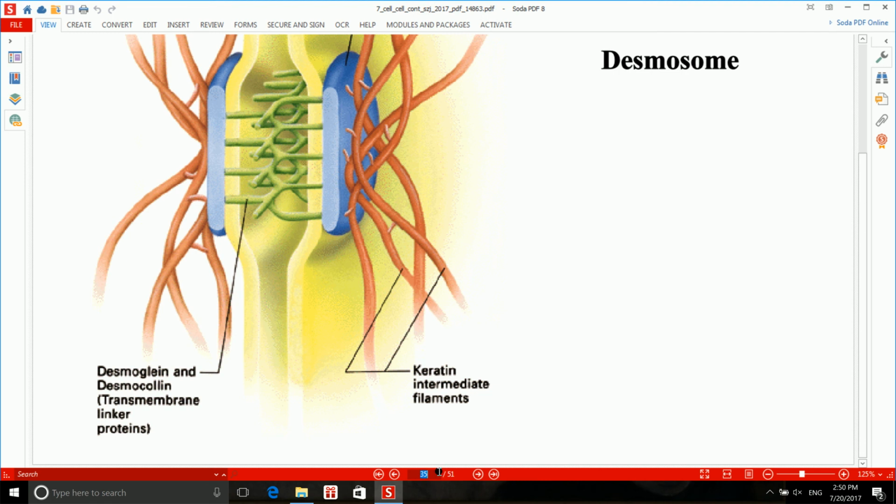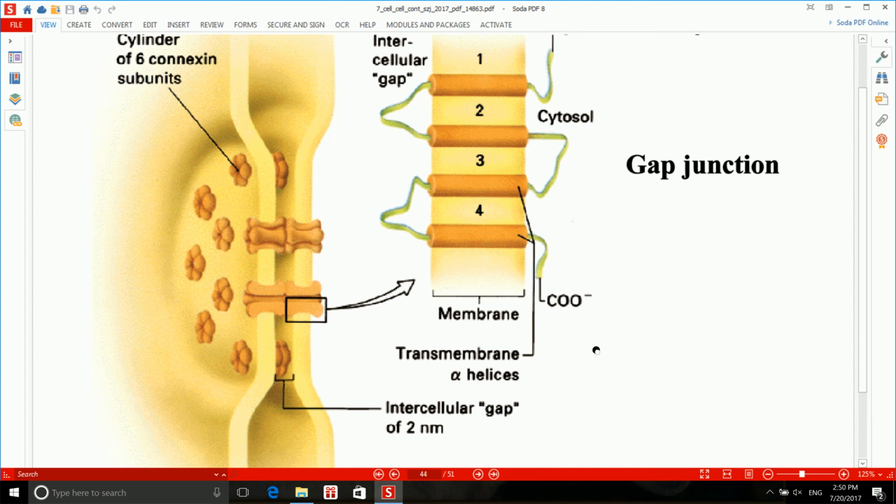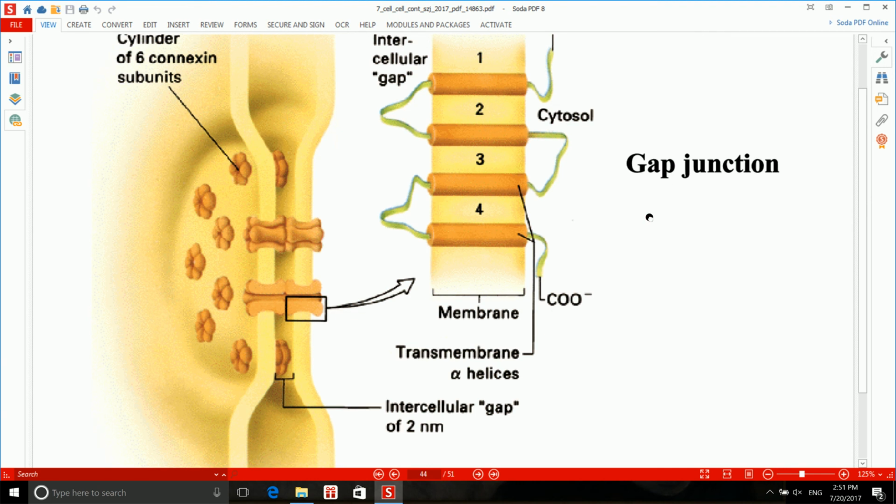Now, I think there is only one more lateral junction to talk about, and that is gap junctions. We already talked about gap junctions in another lecture, and we're going to talk about them again because gap junctions are present in several lectures because they are important actually.